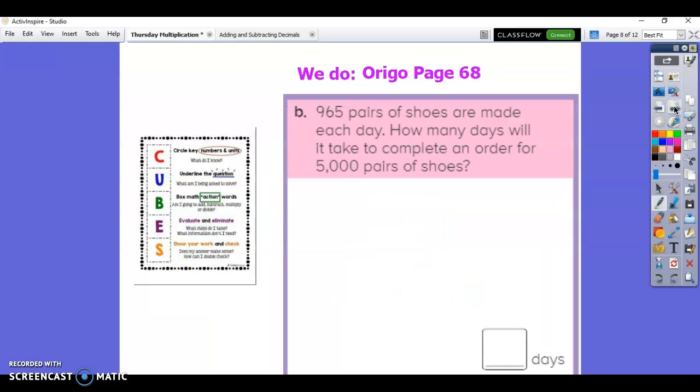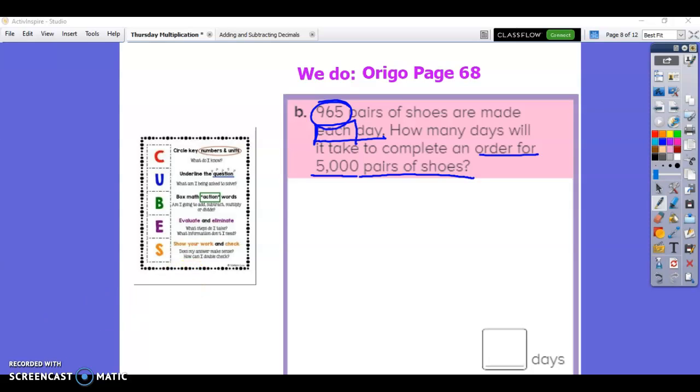This one might be a little bit more difficult. 965 pairs of shoes are made each day. How many days will it take to complete an order of 5,000 pairs of shoes? So each day, 965 pairs of shoes are made. Same amount each day. Ooh, that one's a tricky one. So pause the video here and see if you can figure out what the equation is that you are going to do to solve, and then we'll come back and check our work.